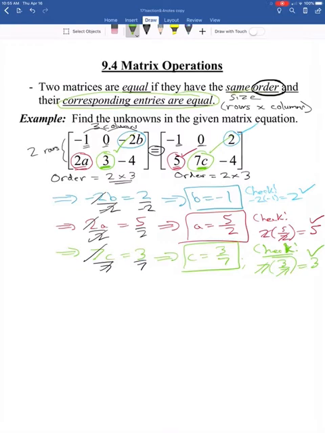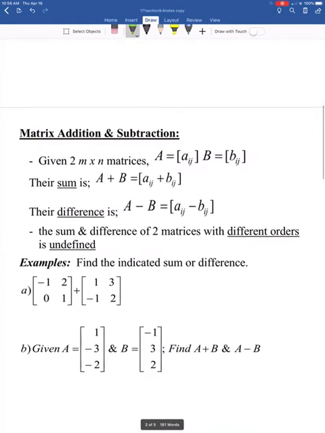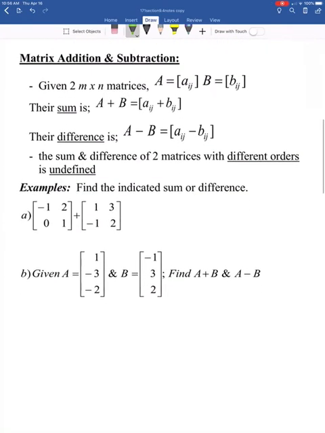All right, well, moving on, let's go to our next section here. We're going to look at the operation of addition and subtraction on matrices. Now, with addition and subtraction of matrices, we must have the same size matrix in order for our sum and difference to take place. So in these examples, it says we have two m by n matrices. So they're the same size. We have m rows and n columns for matrix A and matrix B.